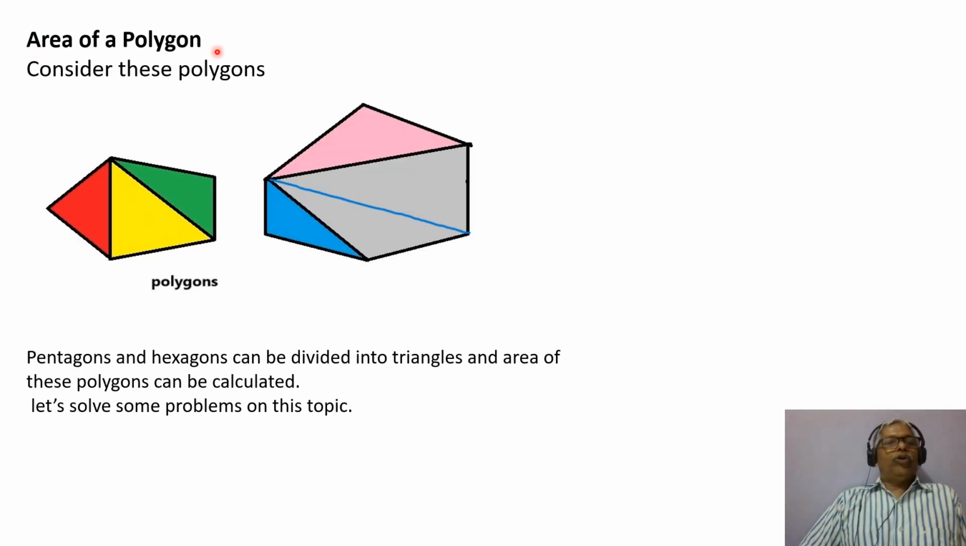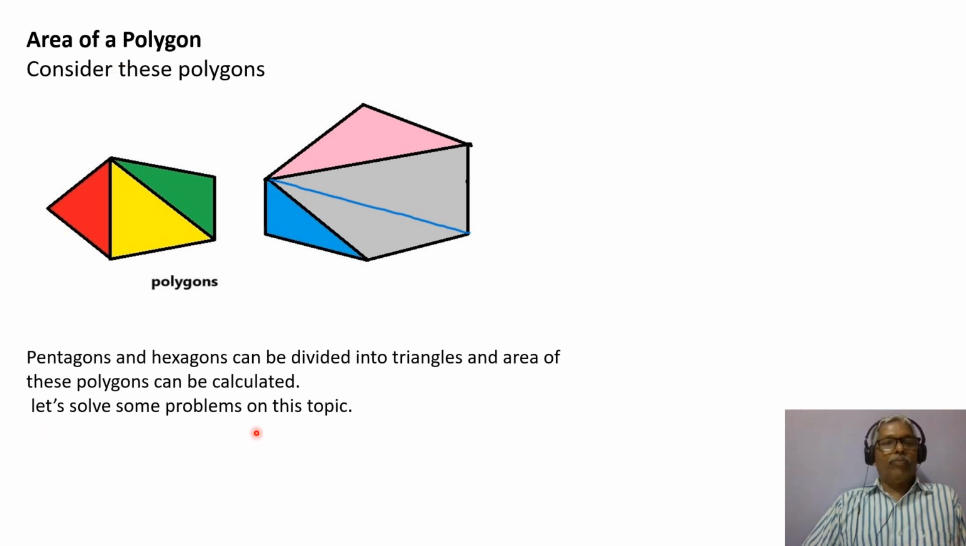So area of a polygon in general. Now this is shown with 5 sides, but if you have any number of sides, you can always divide them into triangles like this. Take one point and join all these. So pentagons and hexagons can be divided into triangles, and the areas of these polygons can be calculated by finding the areas of the triangles and adding them. So this is a general way of finding the area of a polygon.